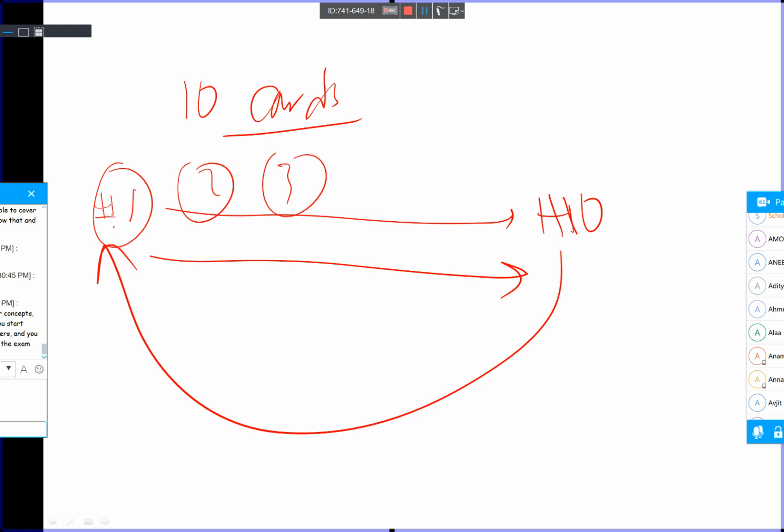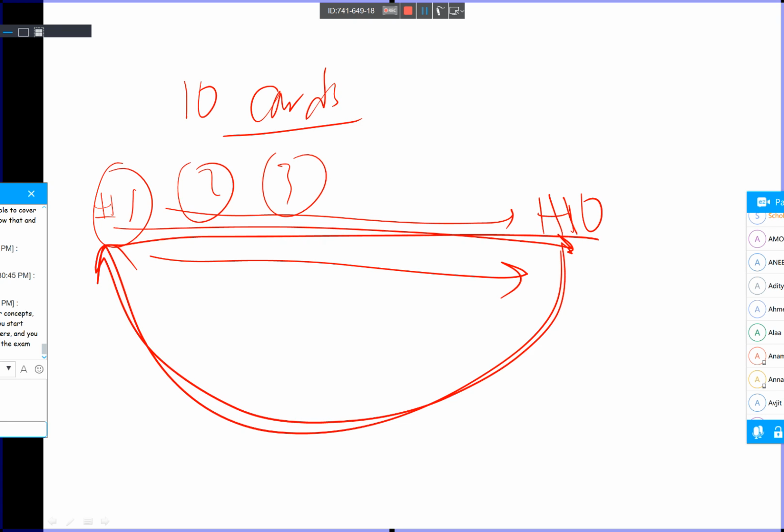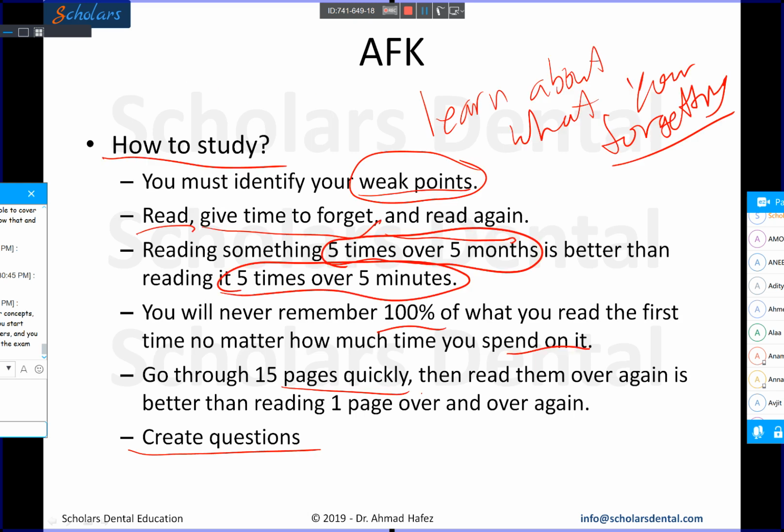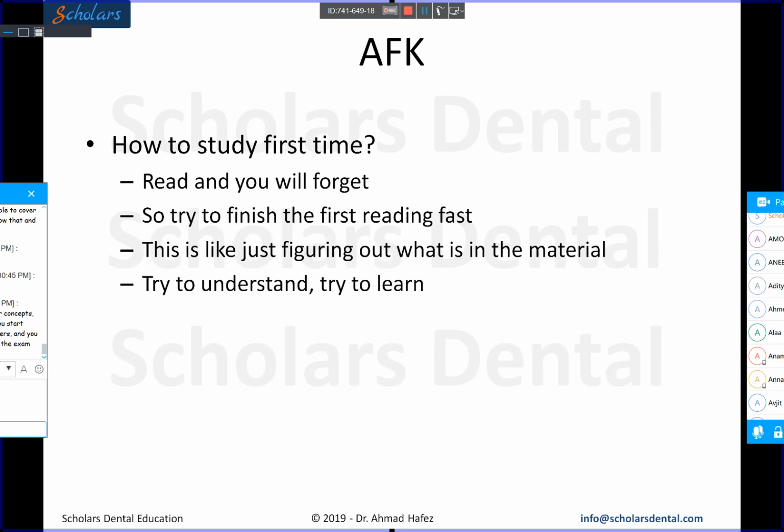So what I do is I go from card 1 to card 10. Now I kind of forgot card 1, so I go back and test myself on card 1 and then go through again. It's better than doing each card on its own more than once. Okay? And create questions. You want to create questions to help you test yourself so that you don't have to repeat things. And I'm going to show you some examples.